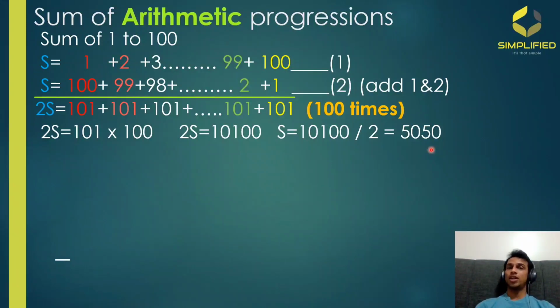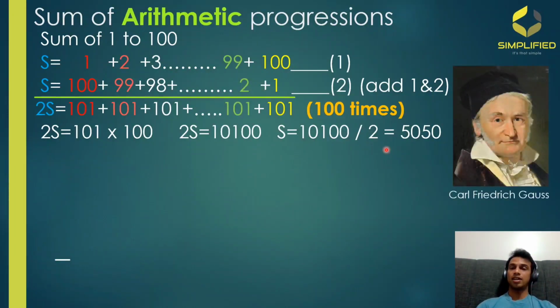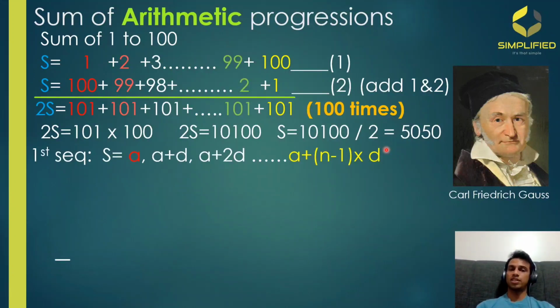And this bright student came to be known as one of the famous mathematicians named Carl Friedrich Gauss. And this explanation is going to help you in finding out the equation for the sum of an arithmetic progression. So first step, we are going to represent any sequence in a universal format from the first term to the last term.